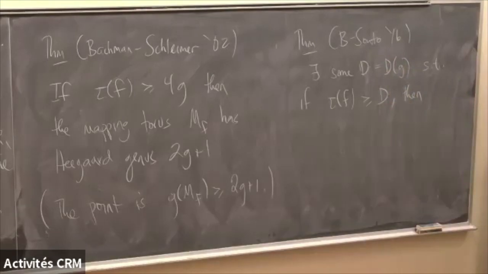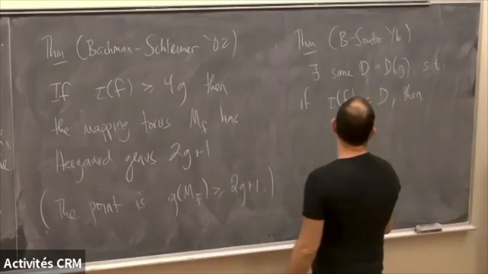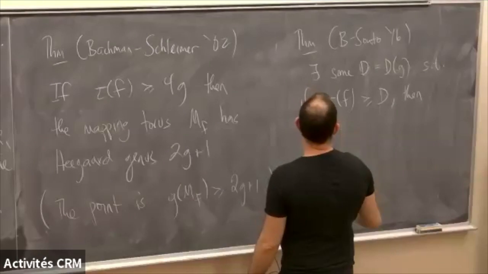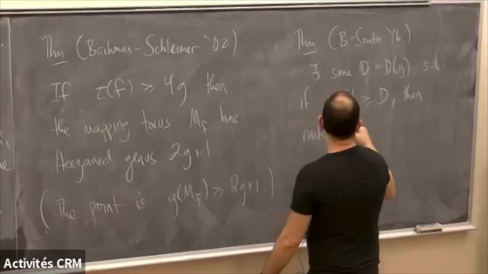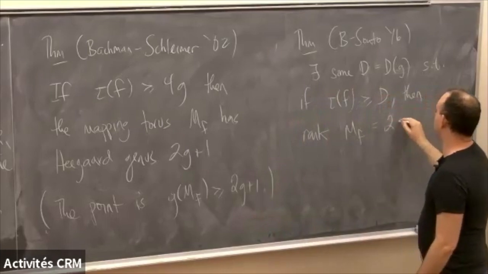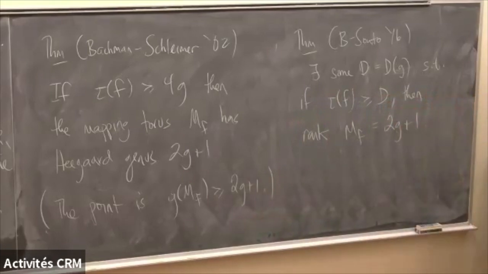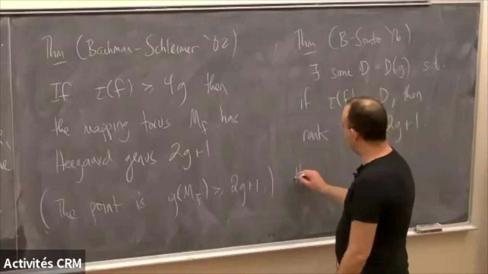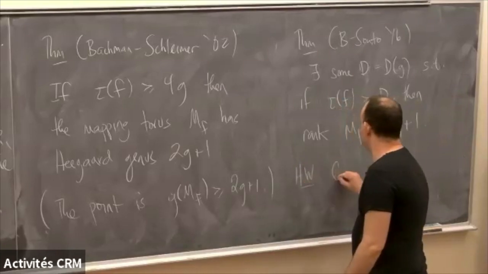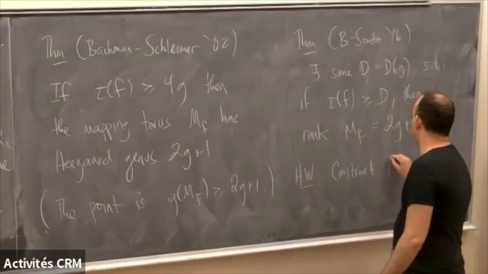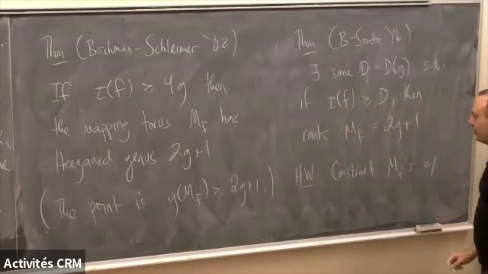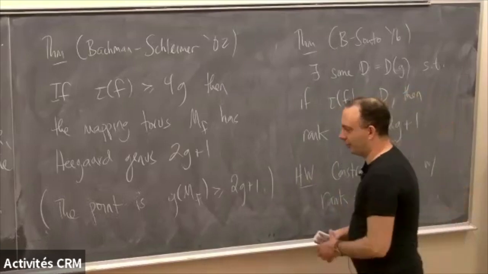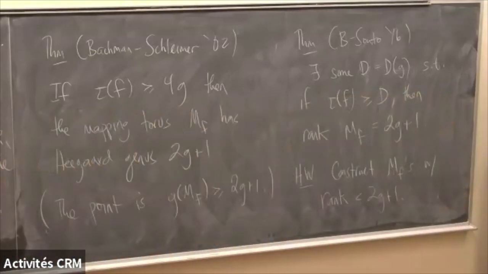If tau of F is at least D, then the rank of M_F is 2G plus 1. Okay, where again the point is the lower bound. And maybe I'll say, for homework, construct M_Fs with rank less than 2G plus 1. If you want to get some more intuition for that, I'll leave that for later. Any questions on the setup?